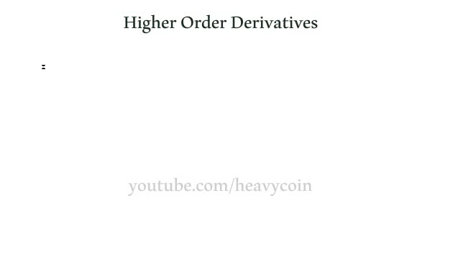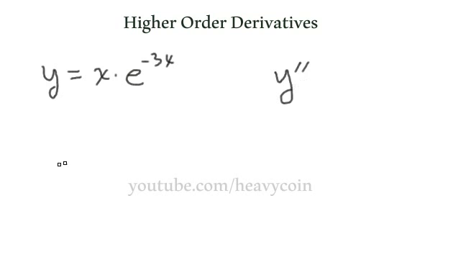Alright, let's work one that's got an exponential function involved in it. That would be x times e to the negative 3x. This looks like a good one. And we are asked to use some different notation here, the second derivative. So y prime is equal to, I like this notation a whole lot better. Y prime, so we're going to use the product rule here.